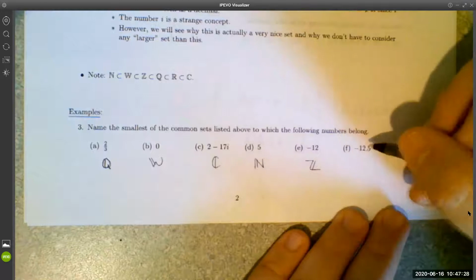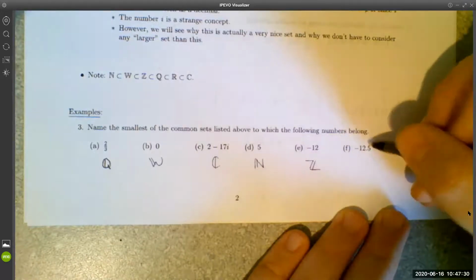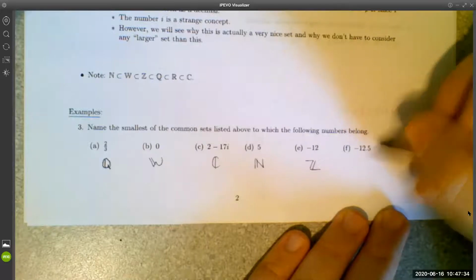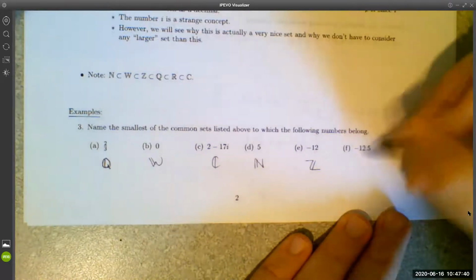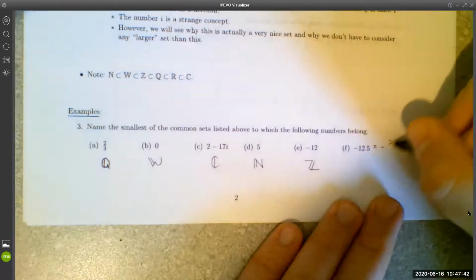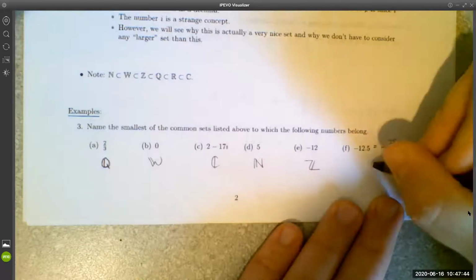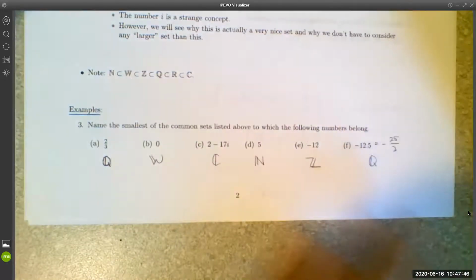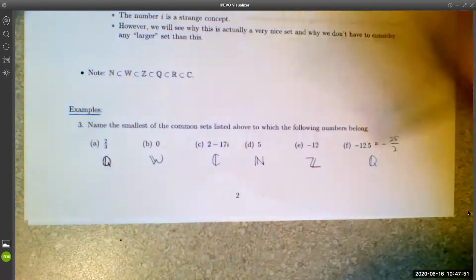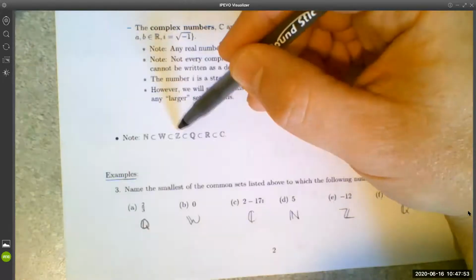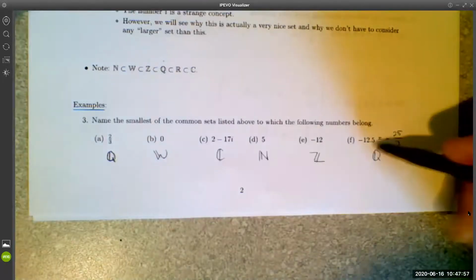This one is, well, it's a real number, but it's also rational, because 0.5 is just 1/2. This is just 12.5, so you could call that 25/2. This is the same thing as negative 25/2. It can be rewritten as a fraction, so it's a rational number. It's not an integer, so it can't go all the way to Z, but it can get down to Q. So this is a rational number.